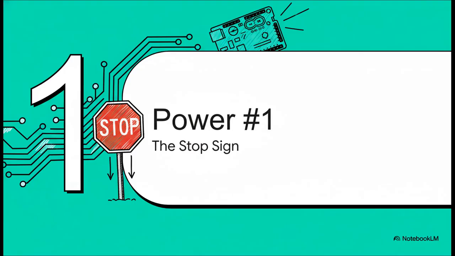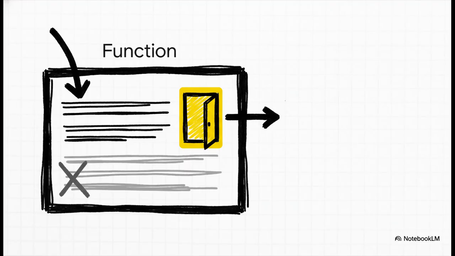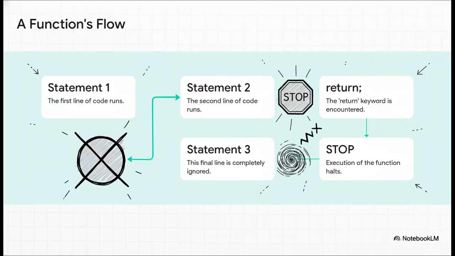First up, let's check out return in its most basic form, just as a stop sign. This gives you some really precise control over how your functions run. And honestly, it's as simple as it sounds. The second your code hits that return keyword, boom, it's out. It immediately leaves the function and jumps right back to where it was called from. And any code that comes after that return line is just ignored. It'll never, ever run. This here shows that flow perfectly.